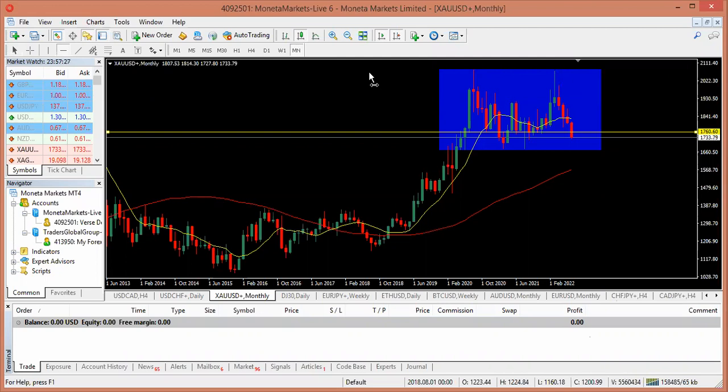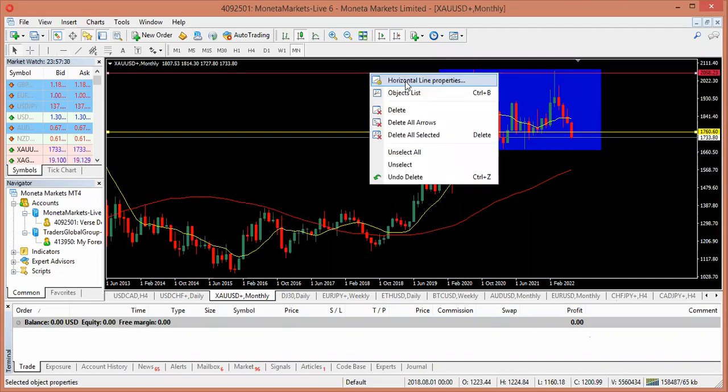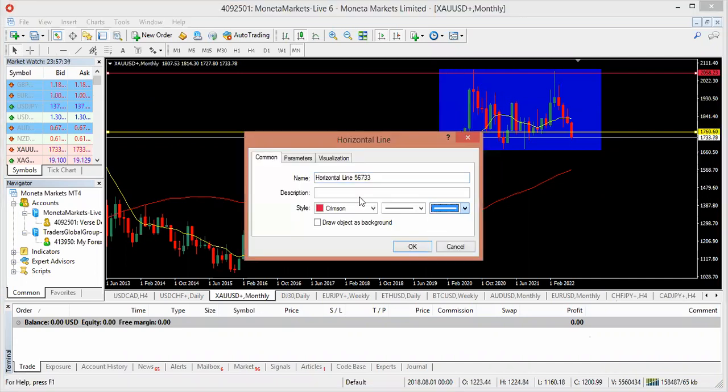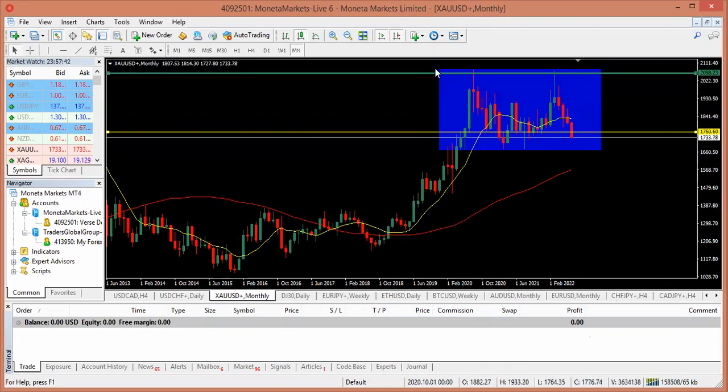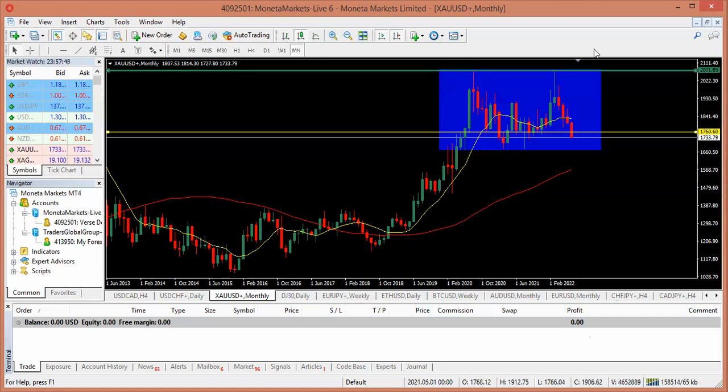Let me put a horizontal line. Let me make it thick. Let me make it green. Good. It tells us that price cannot break above this level. And to be more accurate here, price cannot break above here. Price rejection. So just looking at this, you need to understand what the candlestick is telling you.